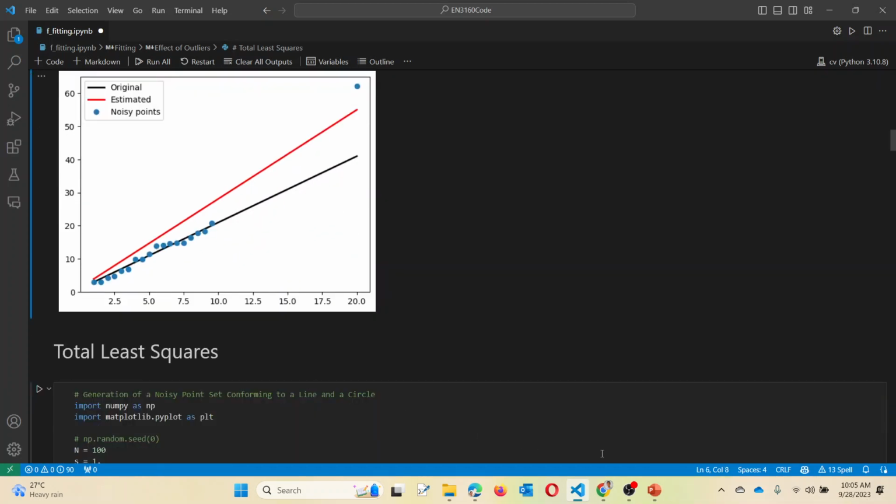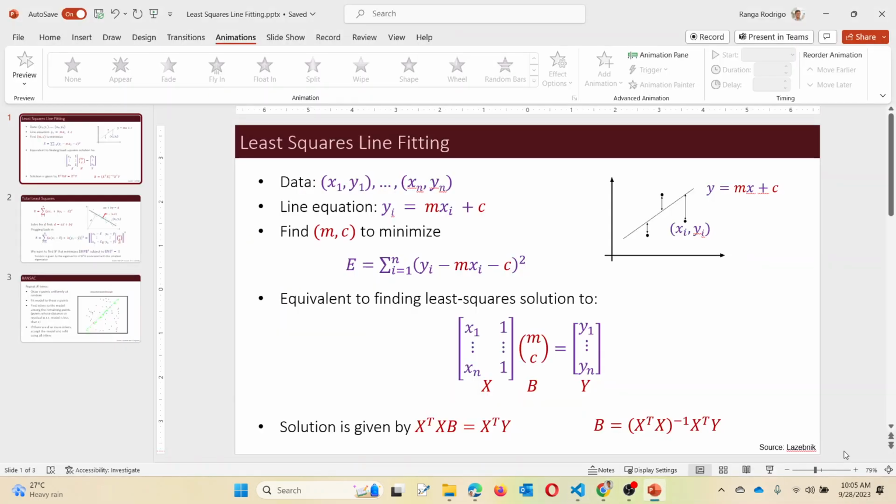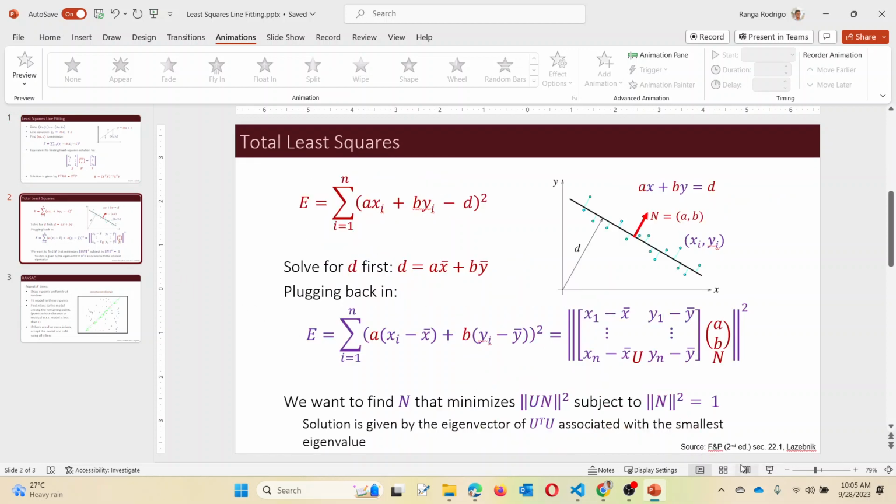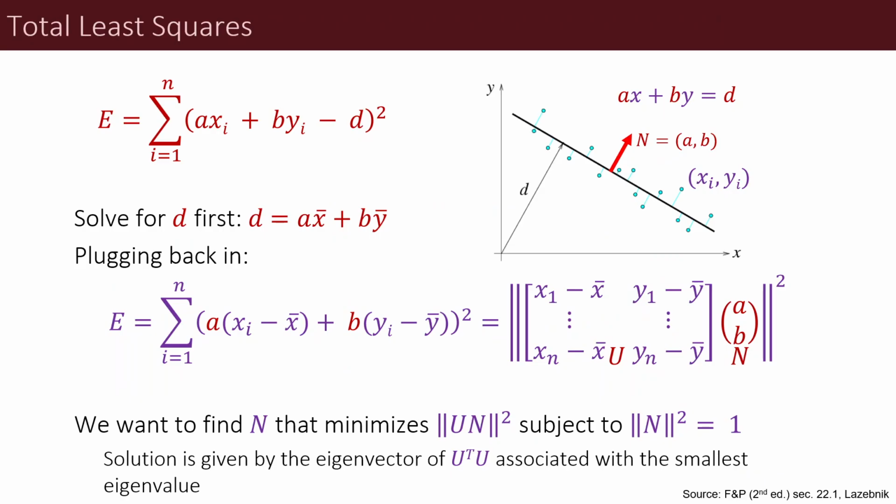Okay, now let's look at total least squares. In the total least squares context, we parameterize the line as ax plus by equals d. d is the distance to the line from the origin, and (a, b) forms the unit vector perpendicular to the line. You can see the xi and yi. So the error can be written in this form, and d is a x-bar plus b y-bar. x-bar is the average of the x values, y-bar is the average of the y values.